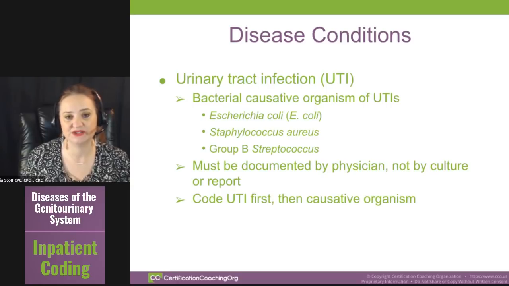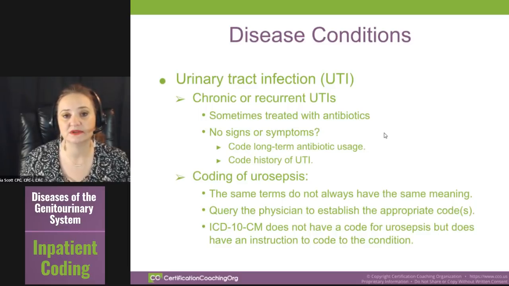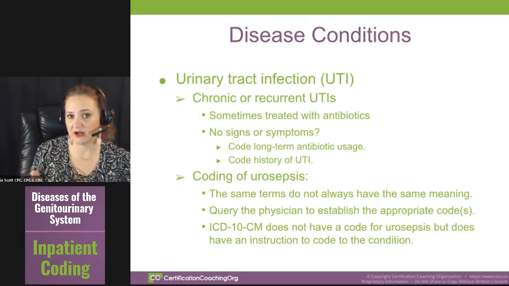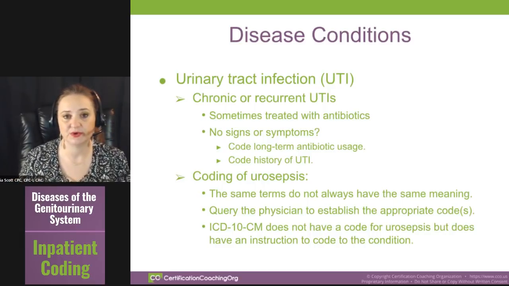So always the way you code that is the UTI first and then what the organism is. And the tabular will direct you on how to do that. You can have chronic or recurrent UTIs. That's where I told you they could put you on medication for like a month. Macrobid was a common one that they used to do. I remember I had done that.